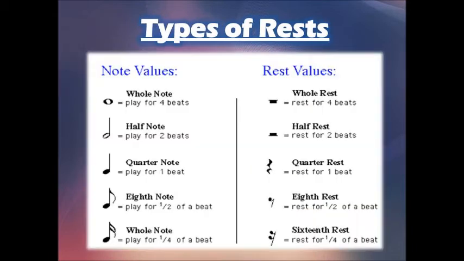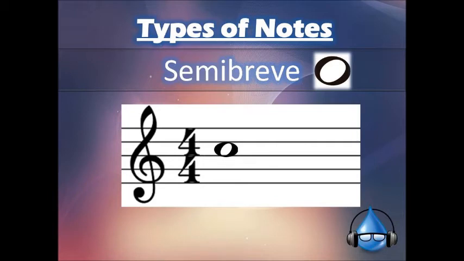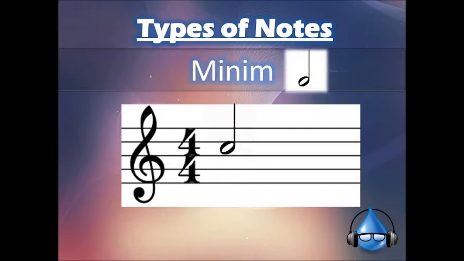Now let's understand the role of all these notes and rests by an example. Semibreve. It will start to sound on the first beat and stay for 4 beats. Let's listen to it. Minim. It will sound on the first beat and stay for 2 beats, but we have taken the time signature as 4/4, which means we have to put another minim to satisfy the time signature. Let's listen.